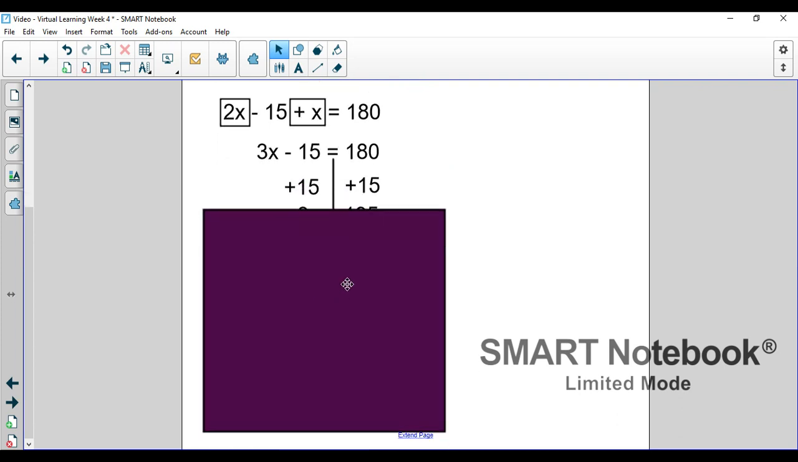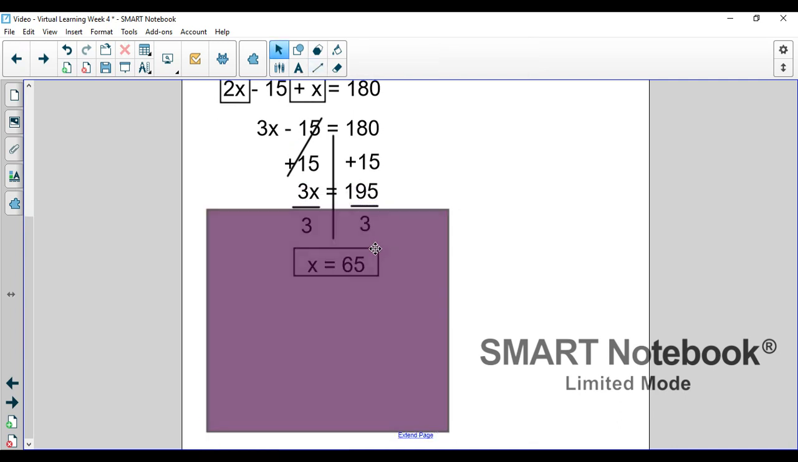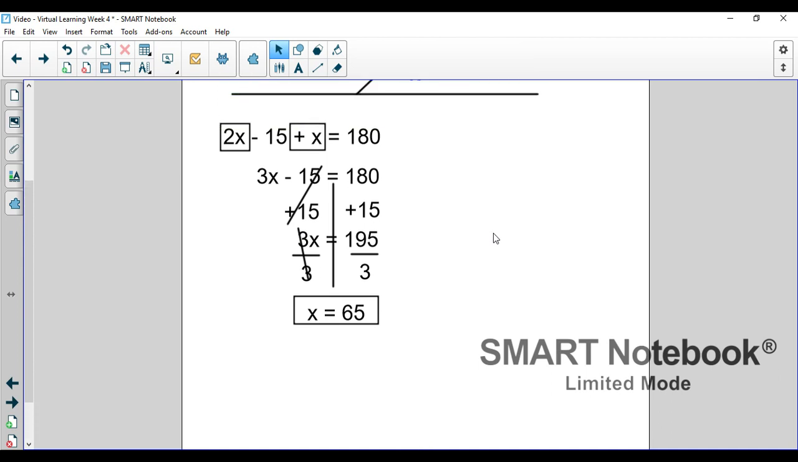I used my inverse operations. The opposite of minus 15 is to add 15. Now I'm left with 3 times x equals 195. I said times 3. The last step would be to divide each side by 3. And again, we would find out that 1x has a value of 65.